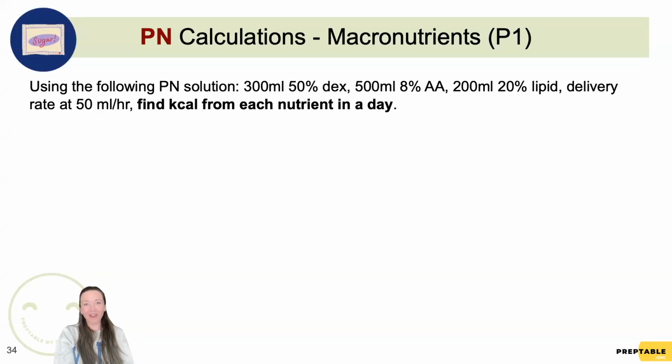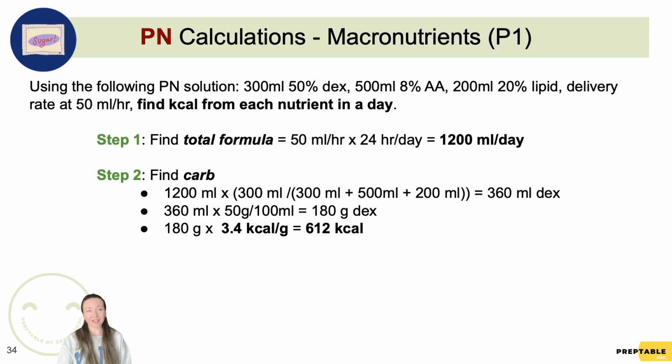Let's walk through the process of calculating the nutrient content in a PN solution using a specific example. In this example, we'll use a solution of 300 ml of 50% dextrose, 500 ml of 8% amino acids, and 200 ml of 20% lipid. With a delivery rate of 50 ml per hour, find the total kcals from each nutrient in a day. And just to clarify, this PN solution with the 300 ml 50% dextrose, the 500 ml 8% amino acid, and the 200 ml of 20% lipid, that's what's written on the formula bag.